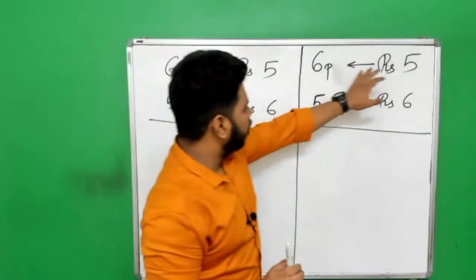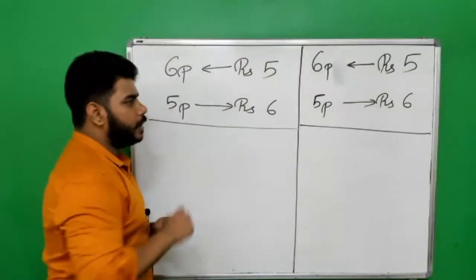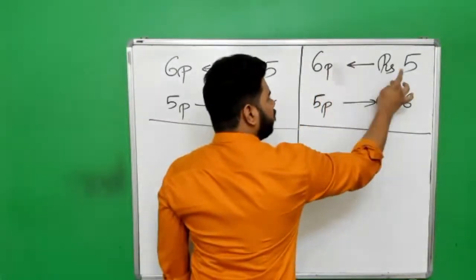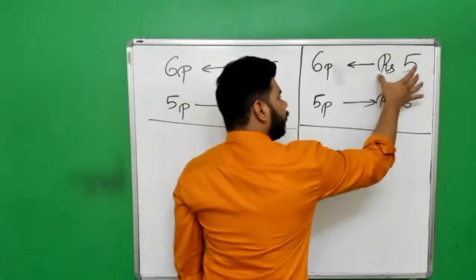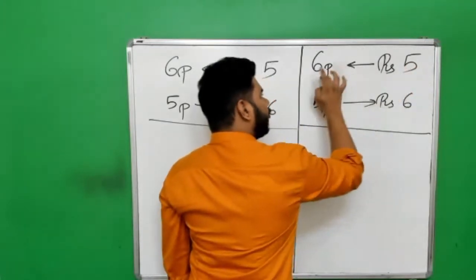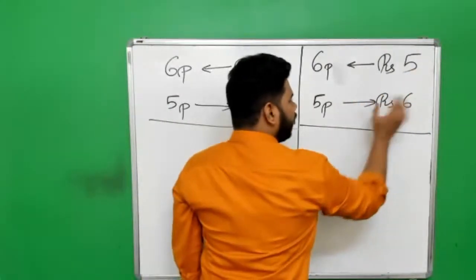I am buying 6 pencils at 5 rupees and I am selling 5 pencils at 6 rupees. Now, sir, what is happening here? You don't have to waste your time finding that one pencil will be 5 by 6 here and 6 by 5 there. No, sir. People try to make the rate equal or try to make the quantity equal. So let me try to make the rate equal here.